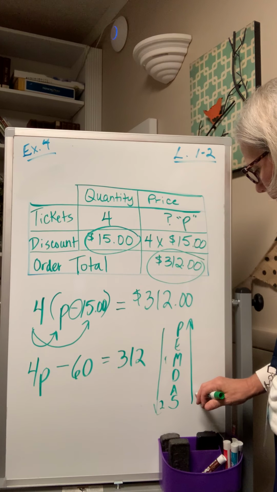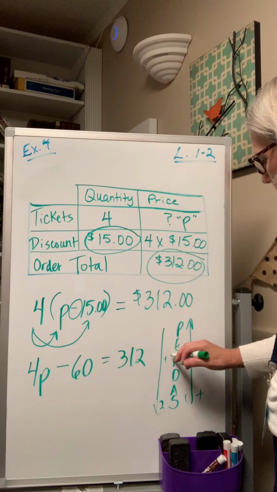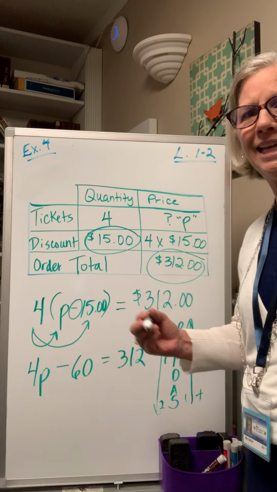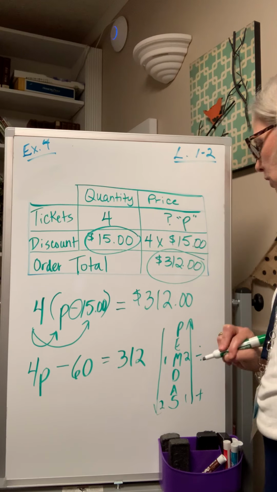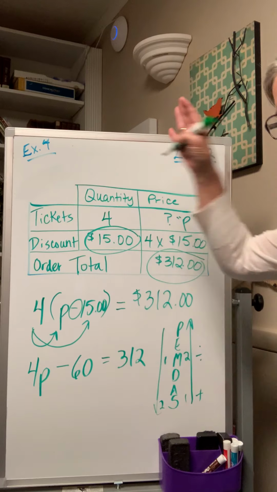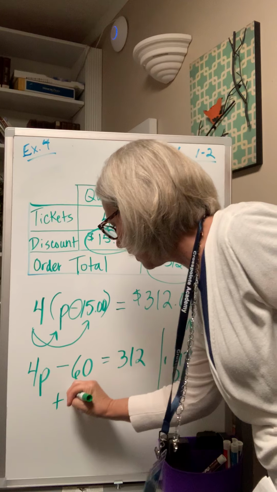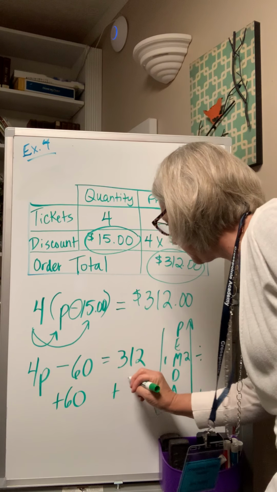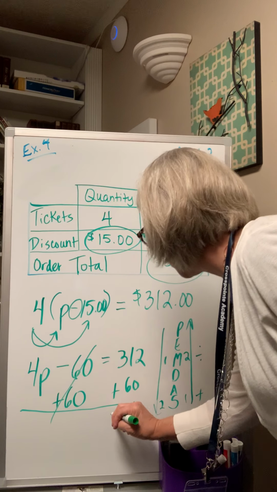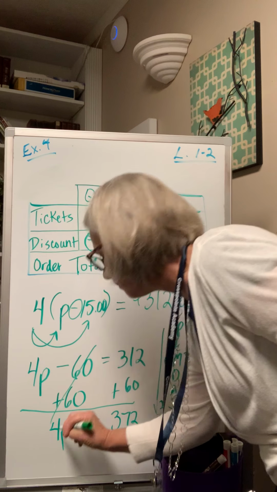So the first thing I'm going to do is undo the subtraction with addition, and then I will come back up here to multiplication, and that will be the second thing I do, and I do the opposite. Remember, I use the inverse operation of multiplication, which will be division. So let's do the order of operations in reverse order. We're trying to isolate the variable p. So we add 60 to both sides. That will zero this one out. I will end up with 372, and I have 4p over here.